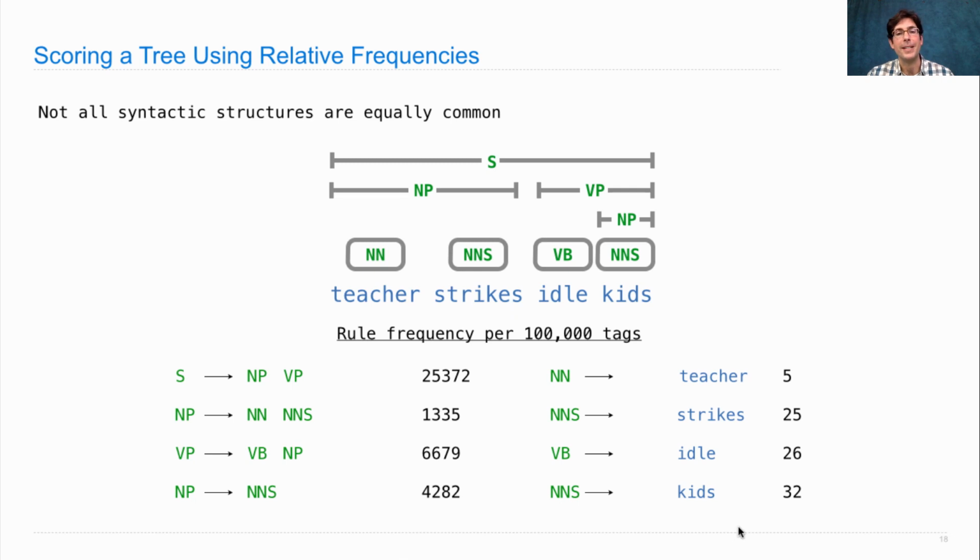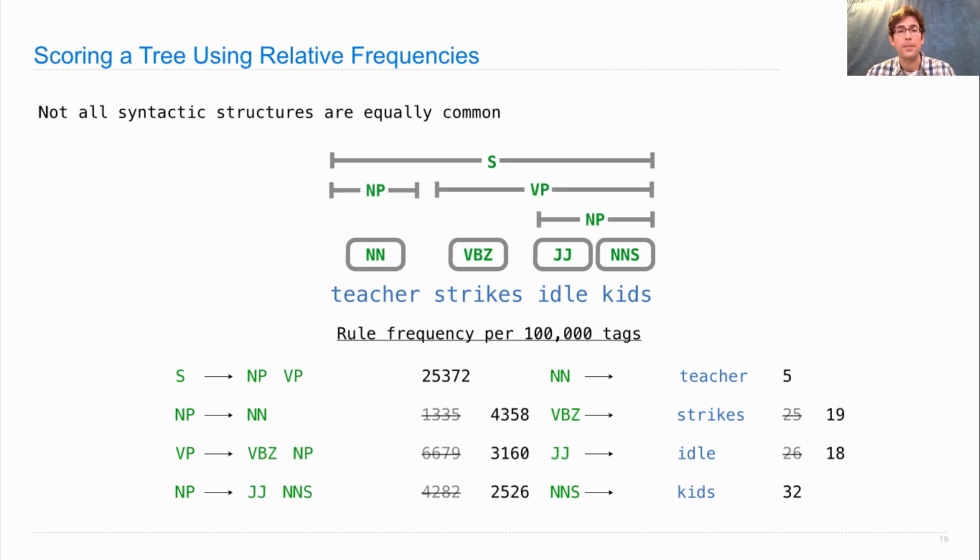Using all this information together, we can figure out how likely it is that this sentence would occur at all using this syntactic structure. Now, there's a second interpretation of this sentence: Teacher strikes idle kids, where teacher's the noun and striking the children is the verb phrase.